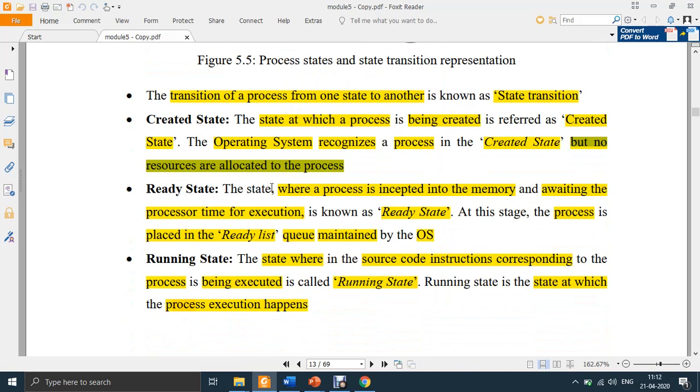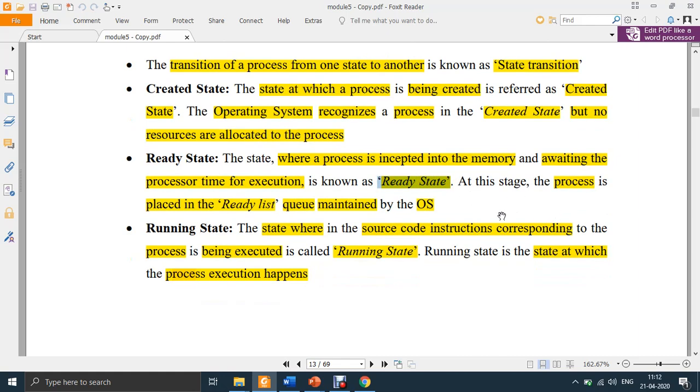So the state where a process is incepted into the memory and awaiting the processor time for execution. Already the process is incepted into the memory, that is, it is given the memory as well as any other resources it wants to execute, but it is waiting for processor time, that is, it is waiting for the CPU. So it is waiting only for the CPU. That type of state is known as the ready state.